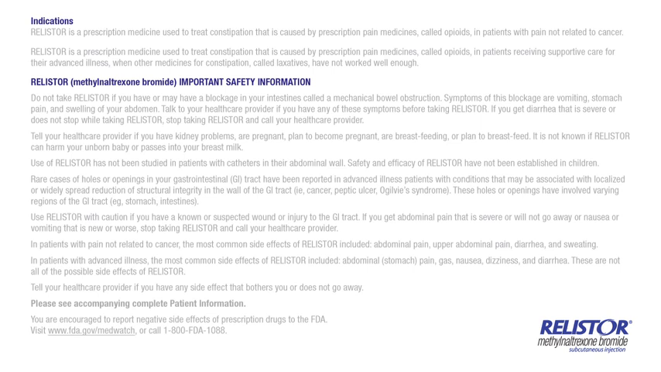Please see accompanying complete patient information. Under license from Progenics Pharmaceuticals Incorporated. You are encouraged to report negative side effects of prescription drugs to the FDA. Visit www.fda.gov/medwatch or call 1-800-FDA-1088.